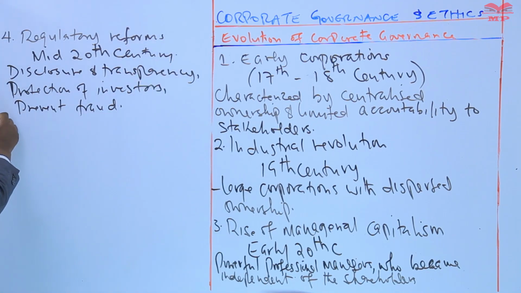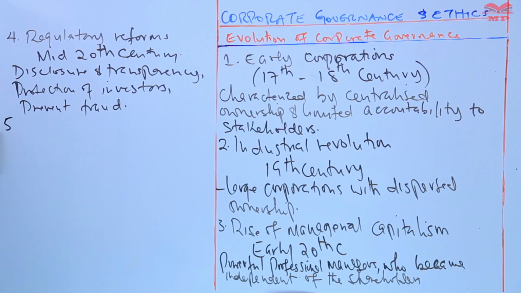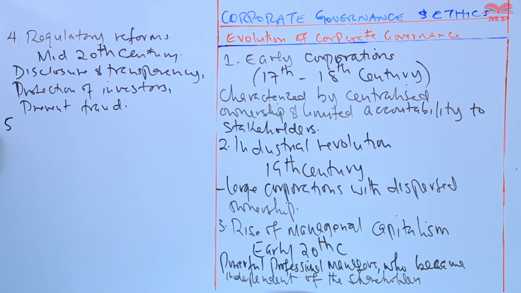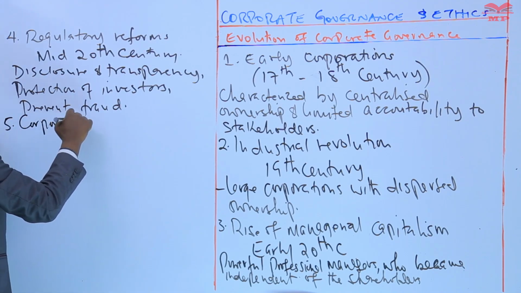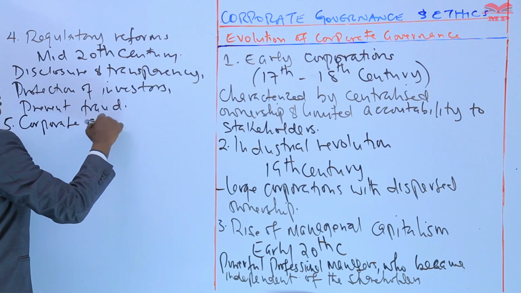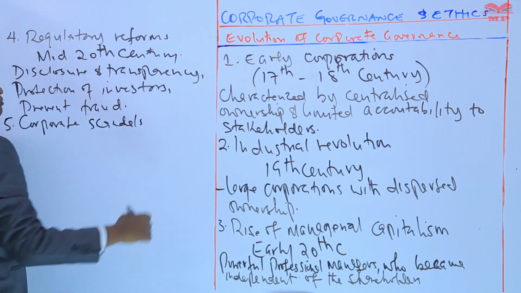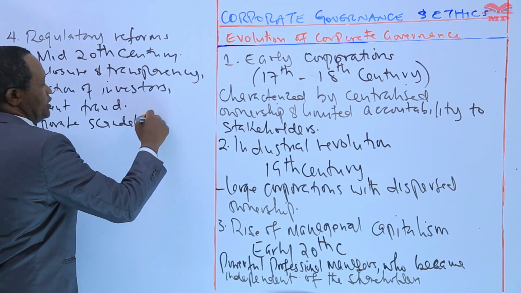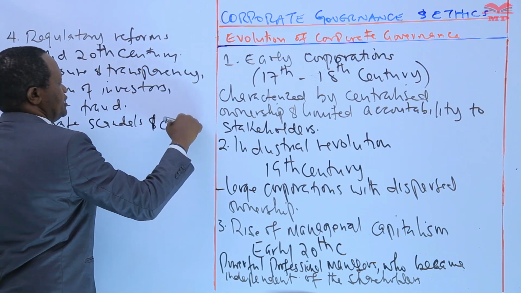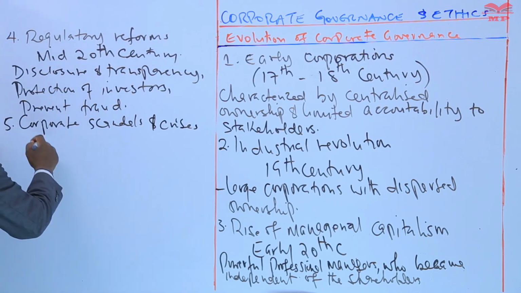Then number 5, in the late 20th century, we saw an increase in corporate scandals. There was an increase in corporate scandals. Many companies went down in the late 20th century. We had scandals and crises.